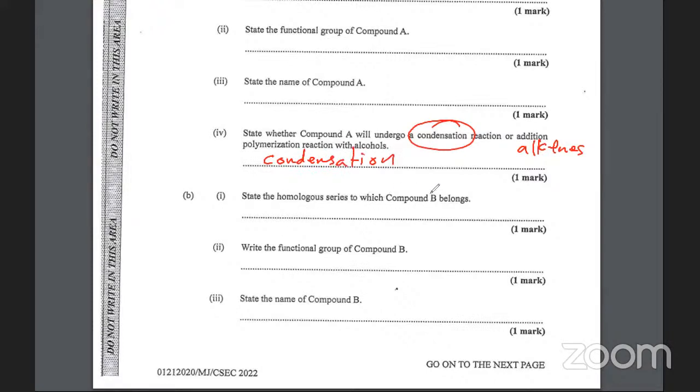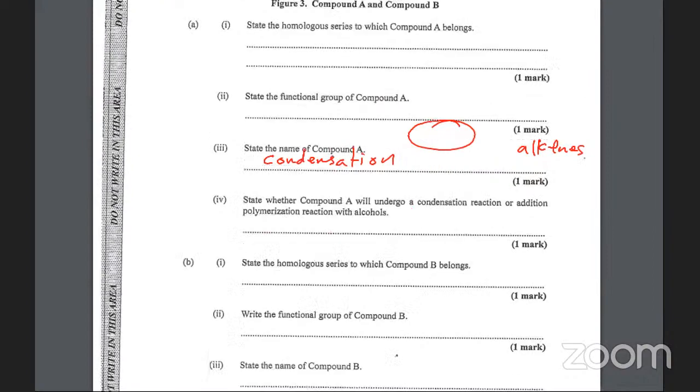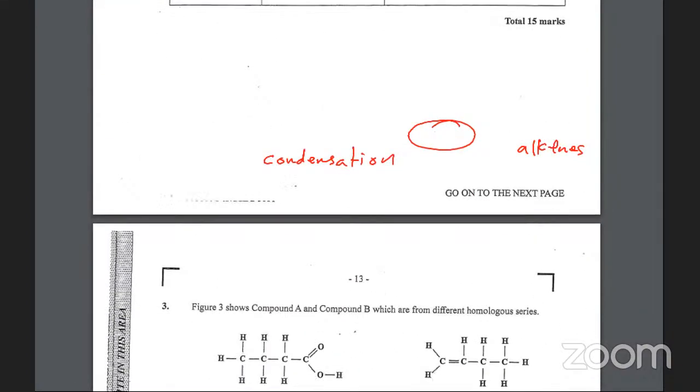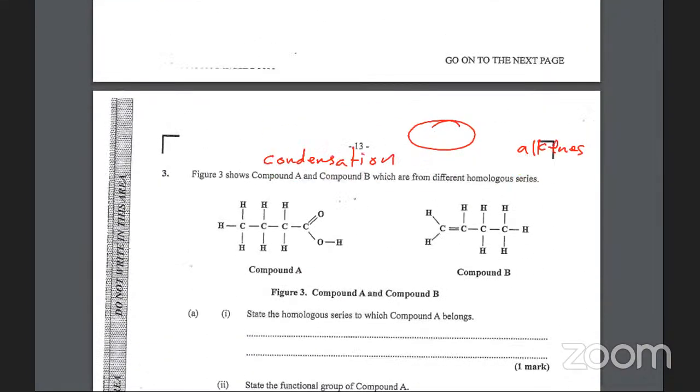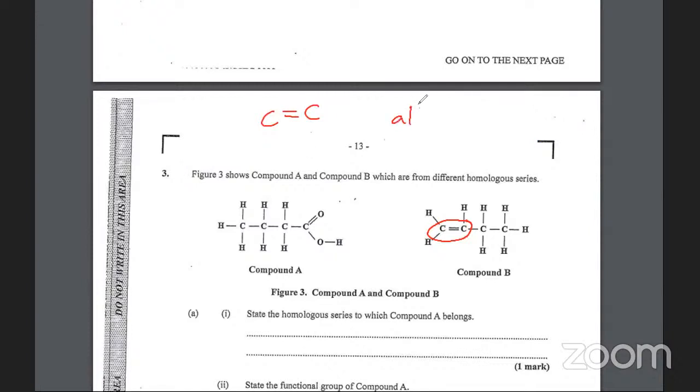State the homologous series to which compound B belongs, and write the functional group and the name of the compound. Let's just look back at compound B. This right here is the functional group. So the functional group is a carbon to carbon double bond. It's an alkene. For the homologous series, it's an alkene.